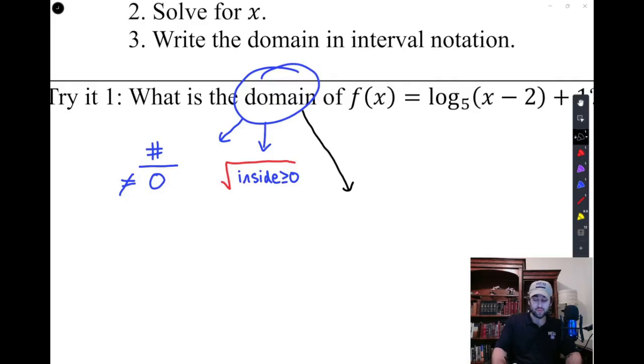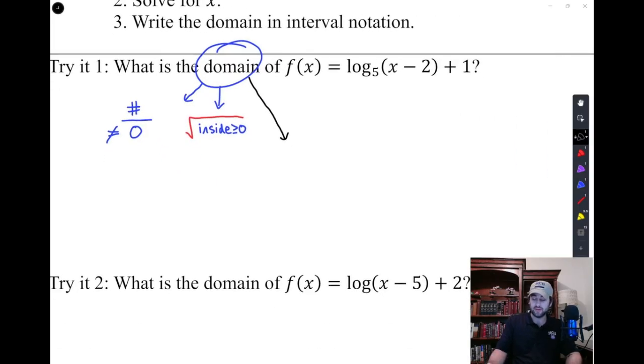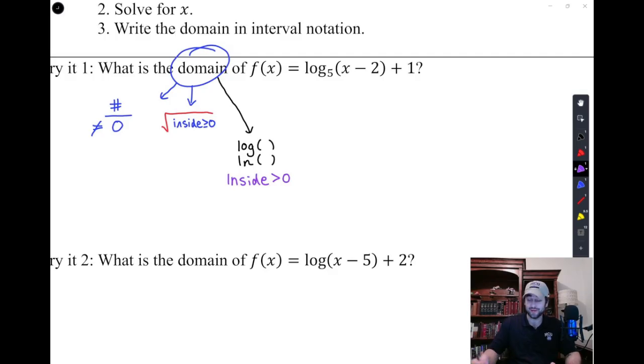And we have a third one now. Logarithms introduce a third one where it's a little bit different. If you have either a log or a natural log, the inside, just like with square roots, has to be greater than 0. So it's even stricter than square roots. We'll see that in a second when we graph our asymptote, but it can't even be 0. We cut it off right at 0 and go on.